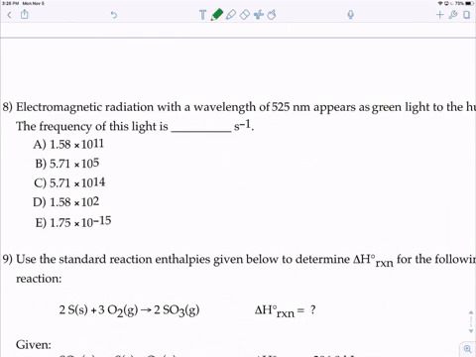Radiation with a wavelength of 525 nanometers. What is the frequency? So speed of light is wavelength times frequency, which implies frequency is speed of light over wavelength, 3 times 10 to the 8th, all over 525 times 10 to the minus 9 meters. Plug that in your calculator. Raise your hand if you want me to plug it in the calculator, if that's good enough. Okay.